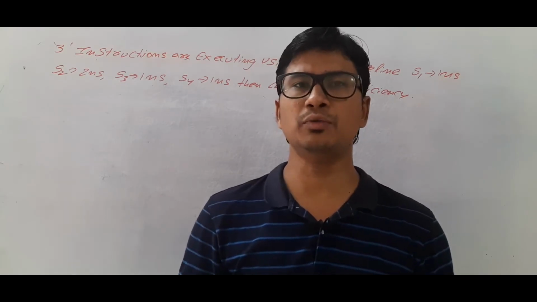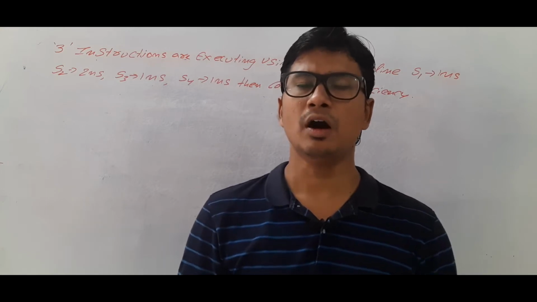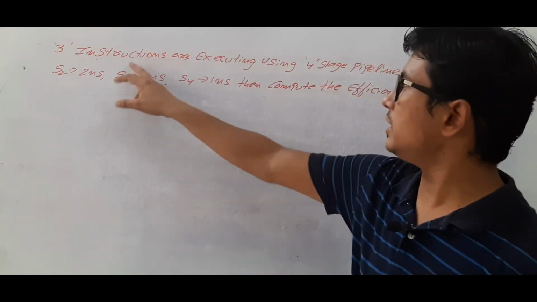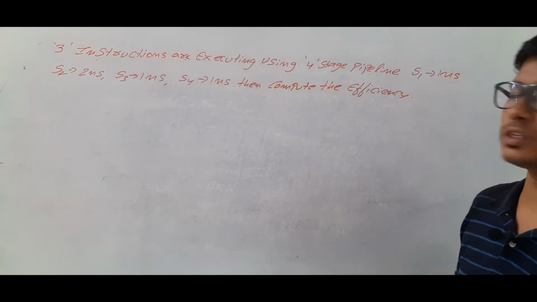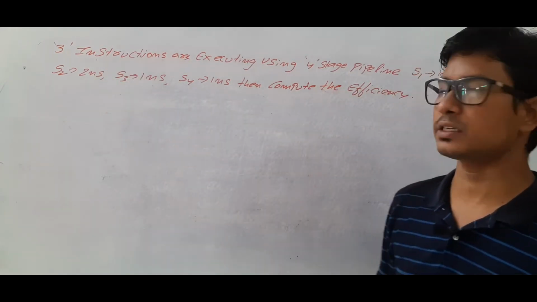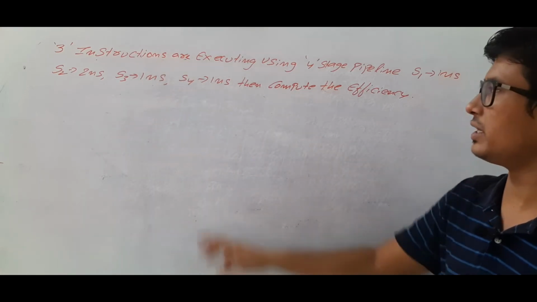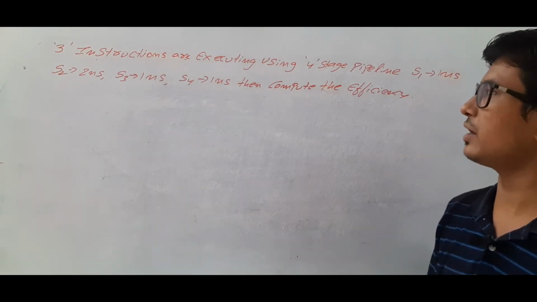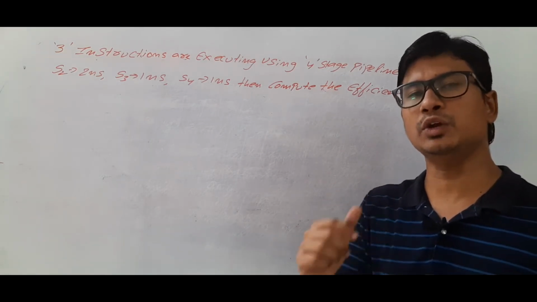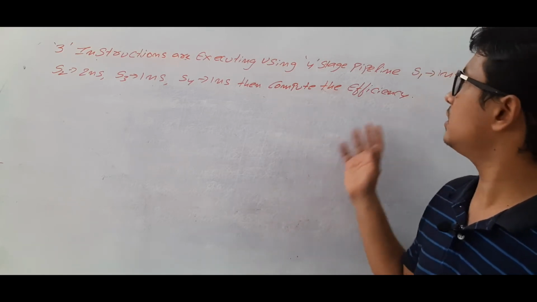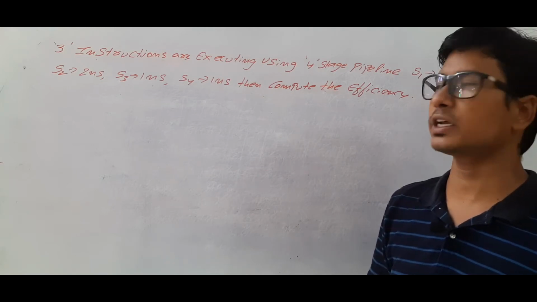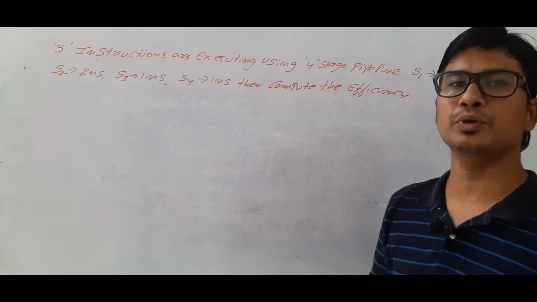In this video, I want to discuss one numerical question on the pipeline. First, let me read out the question, then we will solve it. Three instructions are executing using a 4-stage pipeline. Stage 1 takes 1 nanosecond, stage 2 takes 2 nanoseconds, stage 3 takes 1 nanosecond and stage 4 takes 1 nanosecond. Till now, in all the questions we have solved, all the stages were taking an equal amount of time. But here stage 2 is taking 2 nanoseconds and the other stages are taking 1 nanosecond each. Then they are asking us to compute the efficiency.